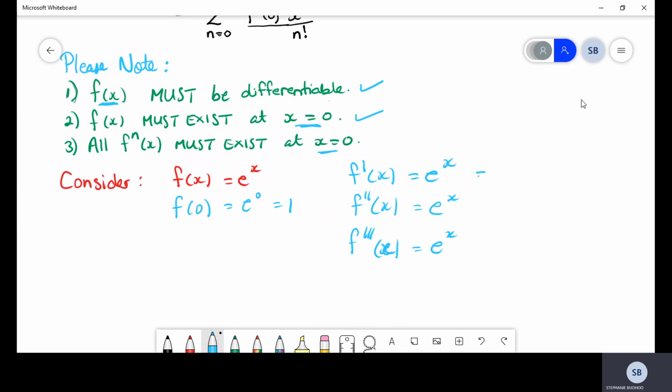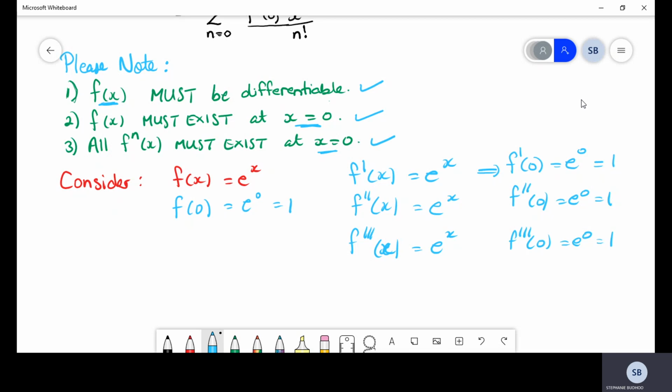So let's see. After we differentiate the first time, does our function exist at 0? Well, since the derivative is still e to the x, then at 0 we'll get e to the 0, which is still 1. And that case will similarly hold for the second differential. You'll get the same thing, and so on for the third derivative. All right, so guys, it seems like our third condition is going to hold.